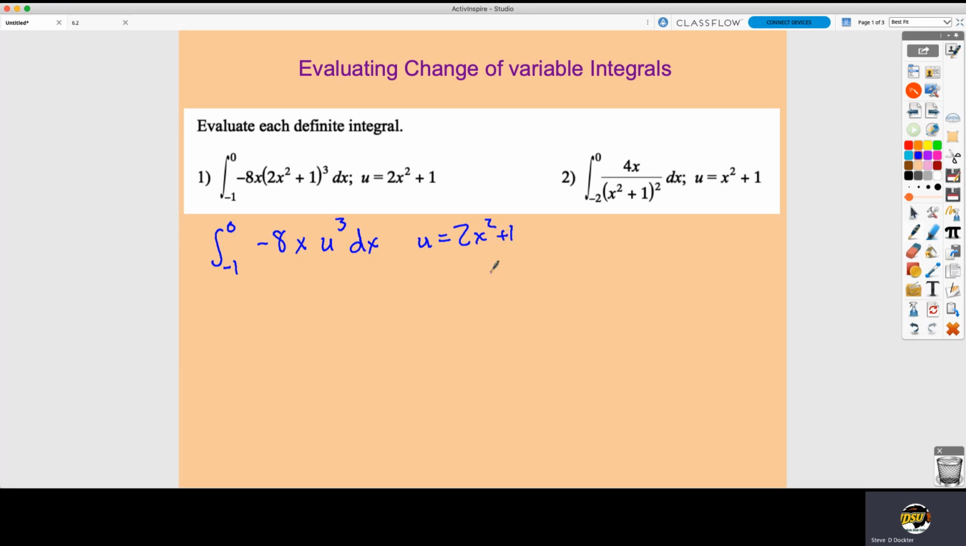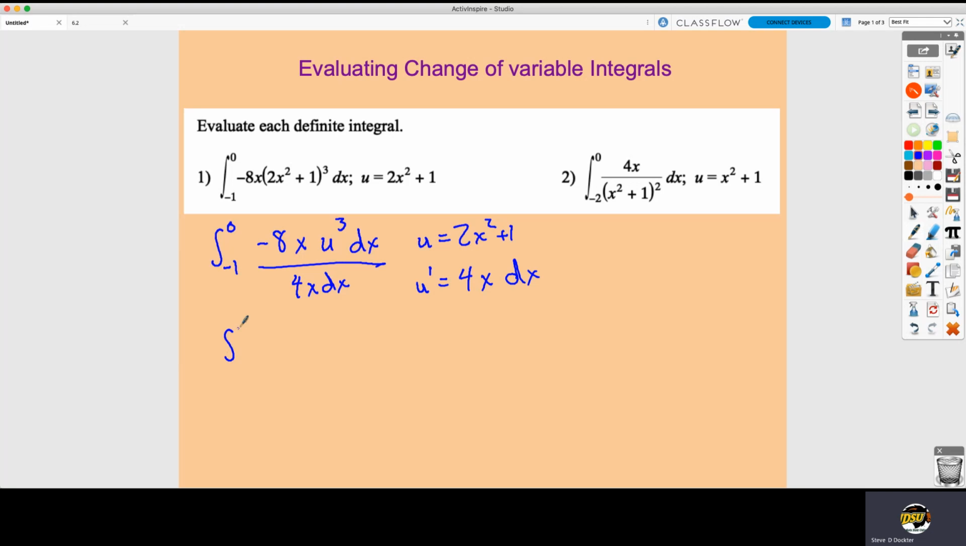Well, what would you do normally in this situation from here? What do we have to find next? Yeah, we got to find the derivative of u. So u prime would be 4x dx, right? And then what do we do with that? Yep, we divide our original by that derivative. Okay, and that's still the case. We're not going to change any of that at all.